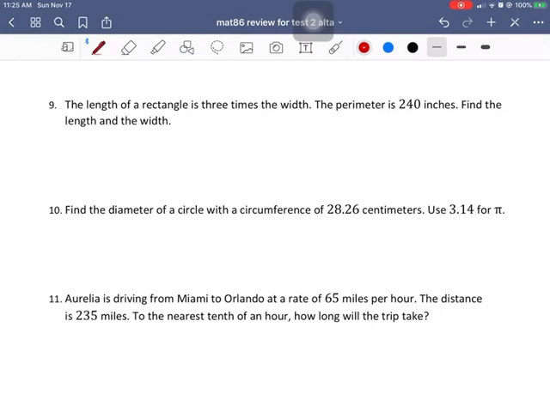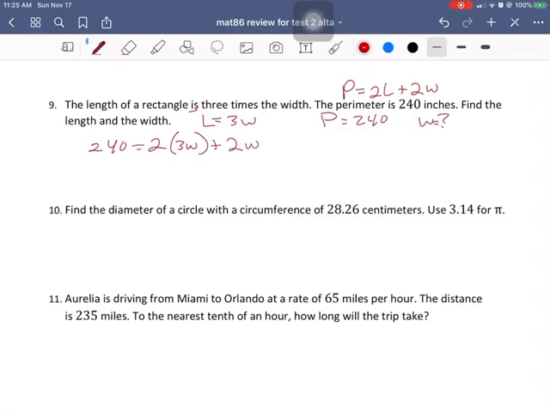All right, number 9, the length of a rectangle is 3 times its width. Let's see, we're looking for perimeter. Perimeter equals 2L plus 2W. 2 lengths, 2 widths. All right, the length is 3 times the width. The perimeter is 240, and we don't know the width. So P is 240.